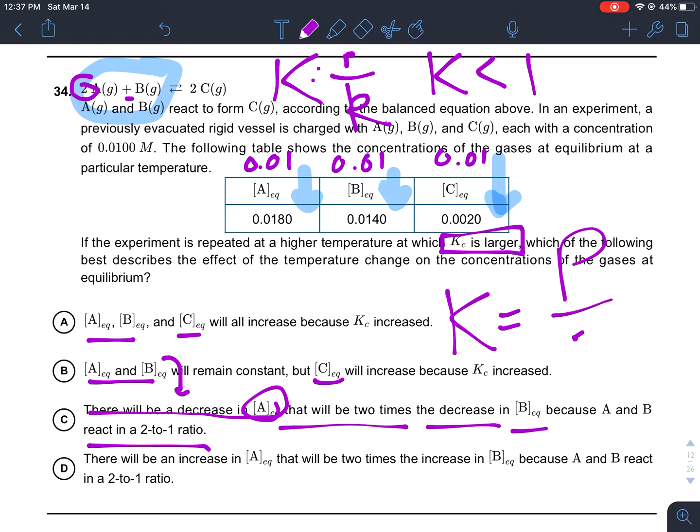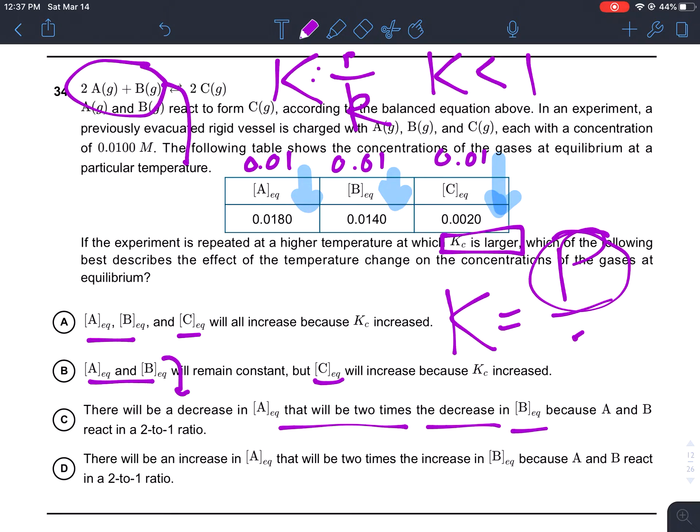Now, if you didn't get the part about this 2-to-1 ratio, look at answer D. Answer D says A should be an increase. No, A should not be an increase because it's a reactant, and we're trying to get more product. If we're trying to get more product, the reactant should go down. So the answer has to be C, just based on A going to decrease. Okay, let's move on. We're on question number 35.